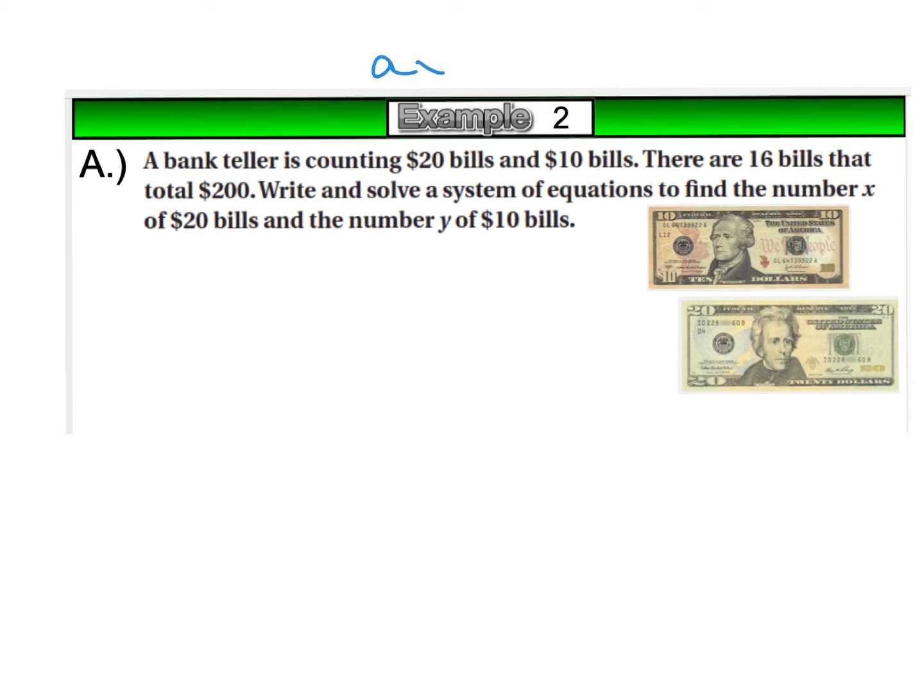And again, standard form, ax plus by equals c. And in this case, we're going to do two different things. We're going to do the number of bills in this problem, and we're going to do the value of the bills in this problem. So, a bank teller is counting $20 bills and $10 bills. There are 16 bills that total $200. Write and solve a system of equations. X is 20, Y is 10. Make sure you know what your X and Y is.